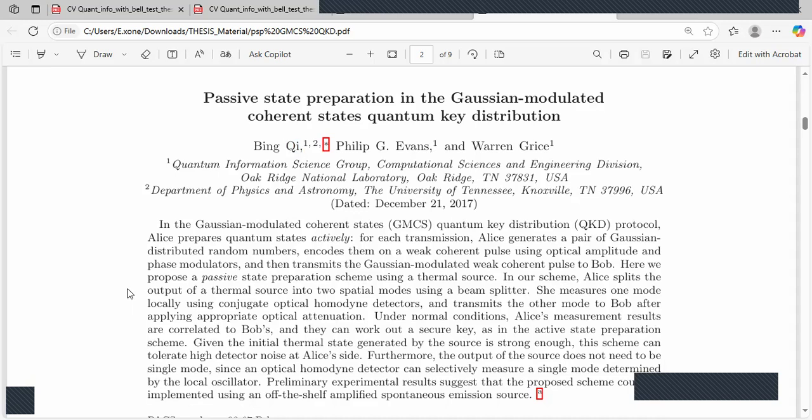So we know that Gaussian modulated coherent state quantum key distribution is one in which we use coherent states and modulate them using Gaussian modulation, meaning we encode the information in the quadratures of the electromagnetic field, that is the coherent states, and the quadratures are Gaussian distributed with some fixed variance. But what is passive state preparation?